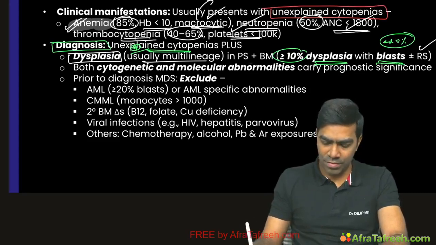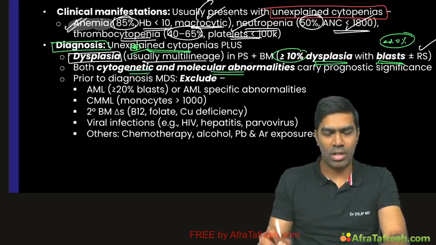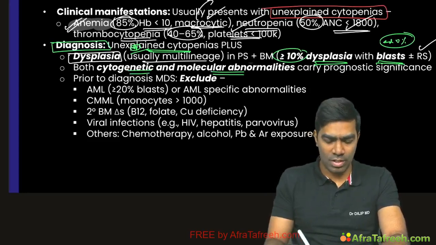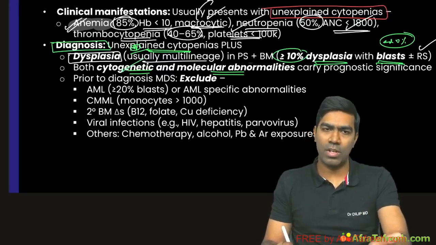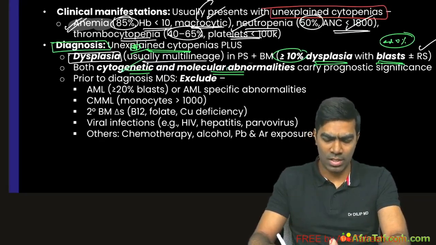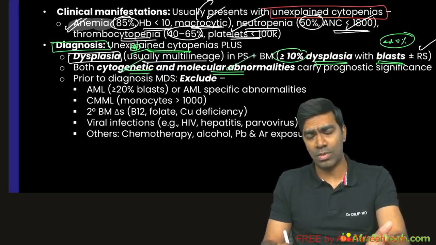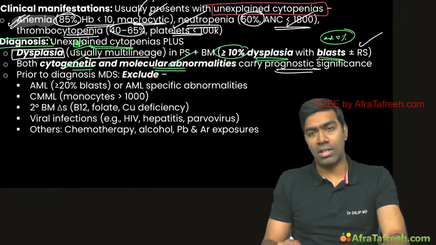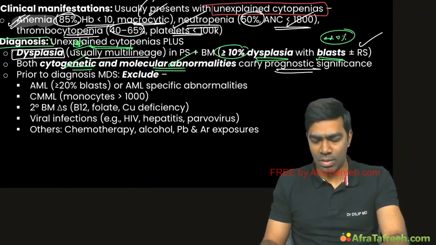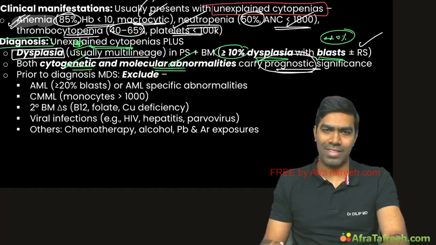So you have to definitely look for the cytogenetic and the molecular abnormalities. What are the cytogenetic abnormalities, like 7q deletion, loss of chromosome 7, 5q deletion, loss of chromosome 5, 20q deletion, and so on. There are a lot of cytogenetic changes we discussed, and molecular abnormalities like ASXL mutations, then your TET2 mutations, then your SF3B1 mutations. Some molecular abnormality will be there, and all of them carry not only a diagnostic significance, but more importantly, a prognostic significance.